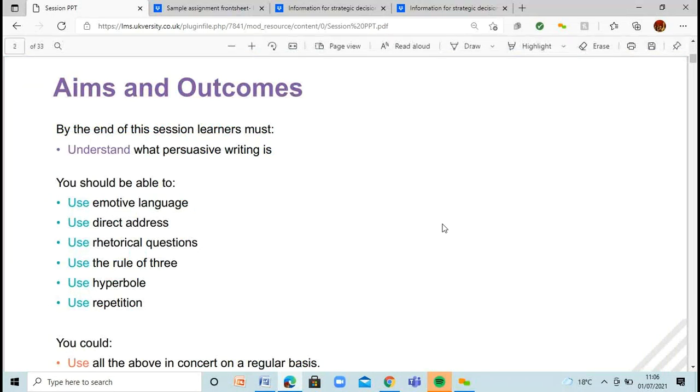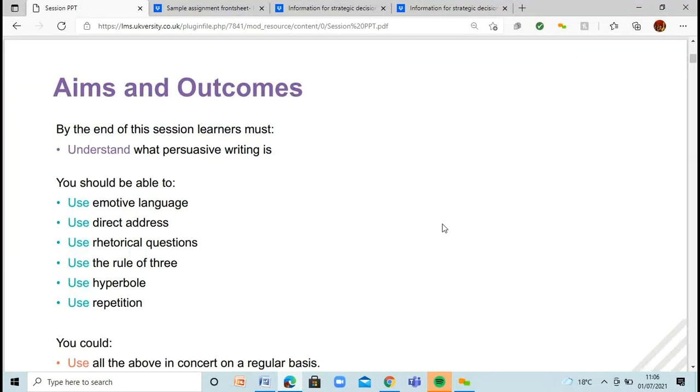So the aims and outcomes of today's session is to understand what persuasive writing is, and then you should be able to use emotive language. You should be able to use direct address, rhetorical questions where you ask a question but you don't actually expect an answer, like, oh, there's no point, is there? That type of question. Use the rule of 3.